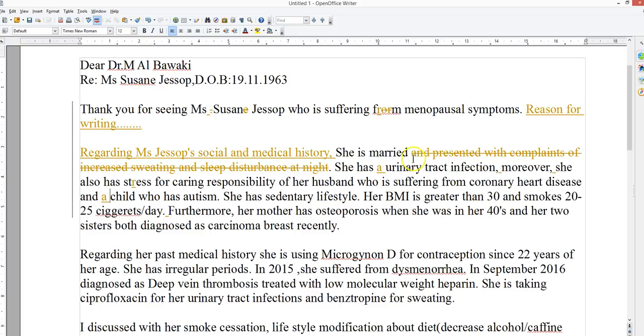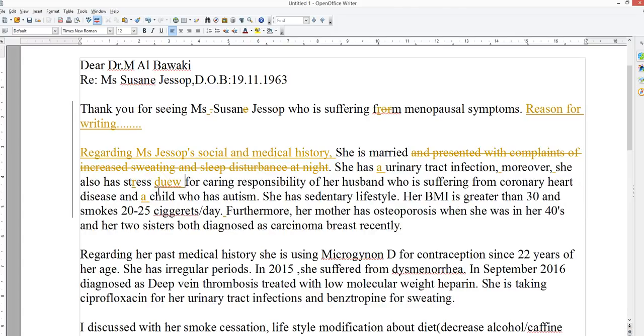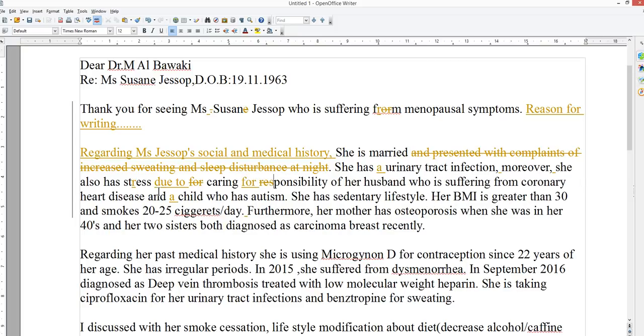But here we've got lots of things mixed in and it doesn't make a lot of sense. So she is married and she presented. That shouldn't be together in a sentence anyway. She has a urinary tract infection. Okay, so she's got the stress. She also has stress due to caring for her husband, and the child who has autism. Now, there's quite a lot of short sentences. That's very short and very simple.